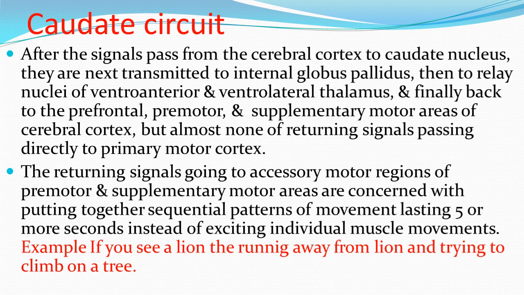For example, if you see a lion, you run away from the lion and try to climb a tree. These are sequential movements, and this sequence of movements is planned in the caudate circuit. The putamen circuit gives individual muscle movements. This caudate circuit gives planning of the movement. Is it clear?